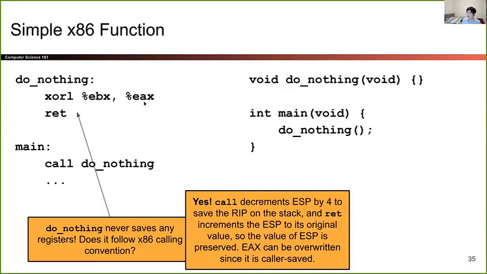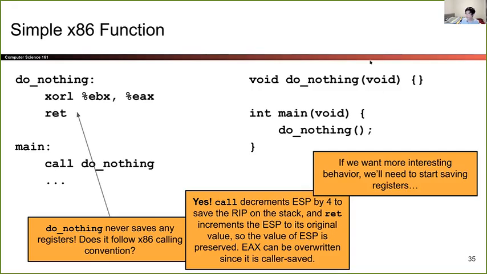Remember that EAX is a caller saved register. So even though do nothing ostensibly doesn't actually do anything, when main calls do nothing, it can't make any assumptions about EAX, ECX, or EDX, because those are all caller saved registers. So even though it's not saving the value of EAX, it doesn't have to, because do nothing is allowed to change EAX, ECX, and EDX however it wants. And when we're reading EBX, it doesn't change its value.